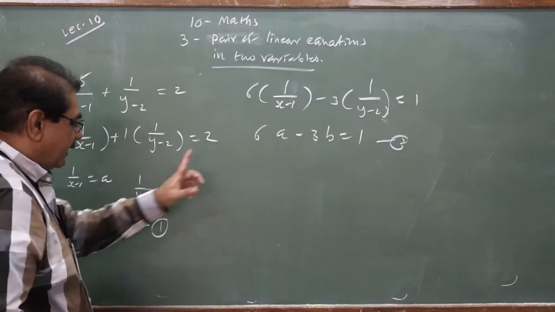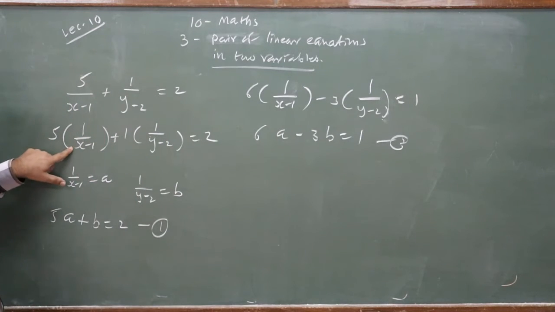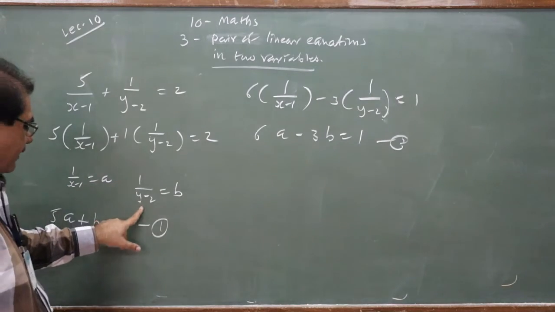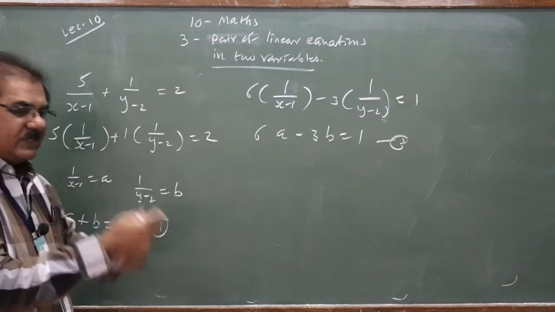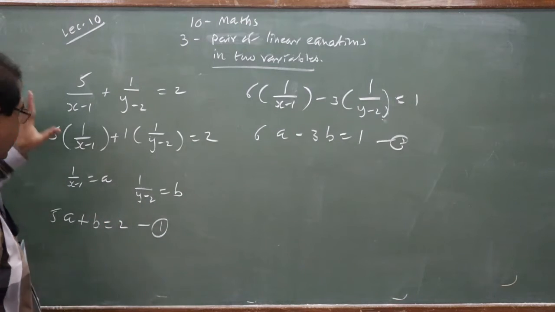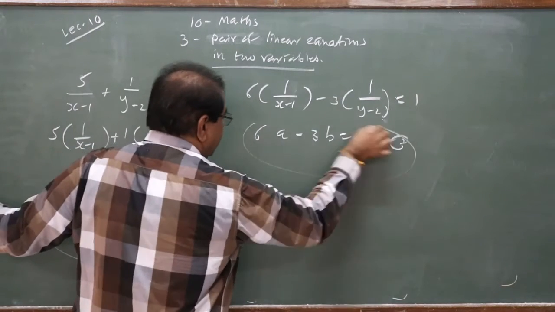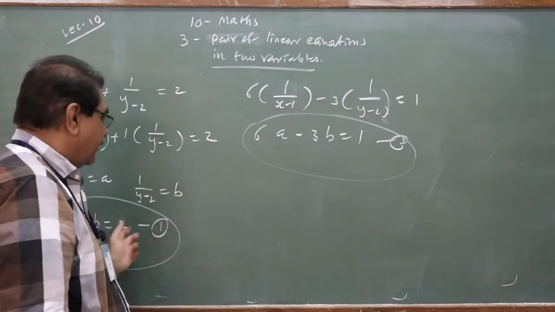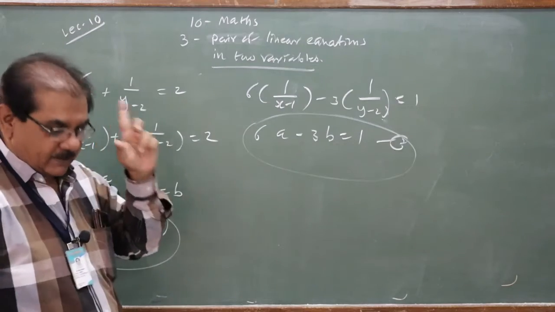Solve them, get the values of a and b, and then compare with 1 upon x minus 1 is a, 1 upon y minus 2 is b, and then get the value of x and y. Okay? So in that double step, you have to solve this problem. So simply, bring the given equation into the required form, then solve, then find the values of the assumed variables, and then find the values of the real variables. Okay?